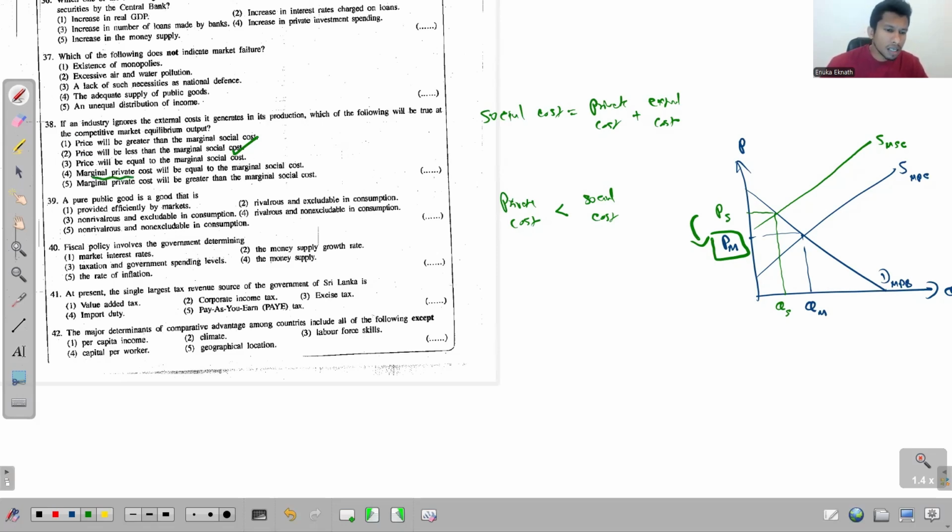The fourth one, marginal private cost will be equal to the marginal social cost. No, the marginal private cost will be lower than the marginal social cost. The fifth one, marginal private cost will be greater. No, it's the opposite, right? So the answer for this question 38 is the second one.